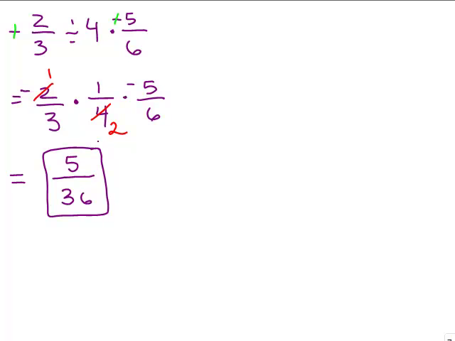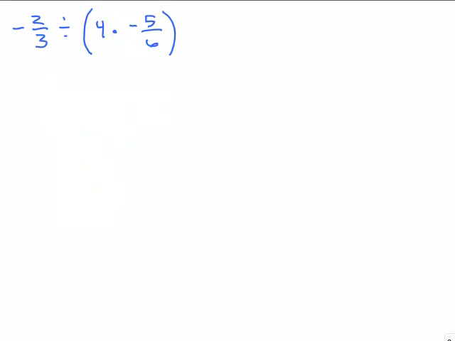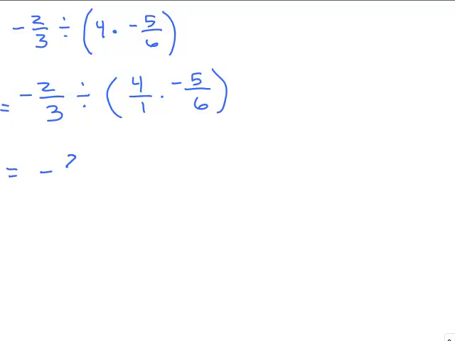This problem is similar to the last problem, except I put parentheses around the 4 times negative 5/6, which means in this problem I do the multiplication first. All right, so we want to do the multiplication in here first, so I'm going to write that as 4 over 1 times negative 5/6. And I'm going to simplify inside these parentheses. So I have a positive times a negative number, so my answer is going to be negative.